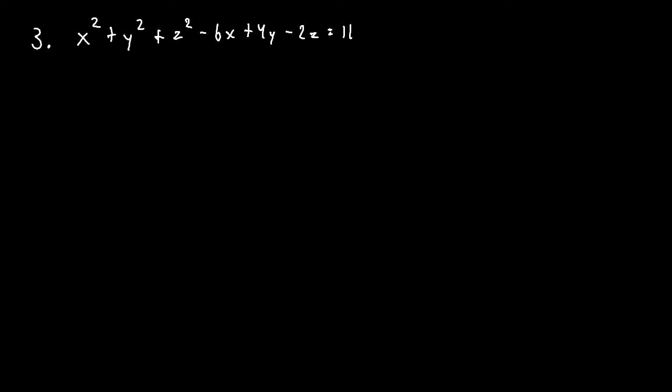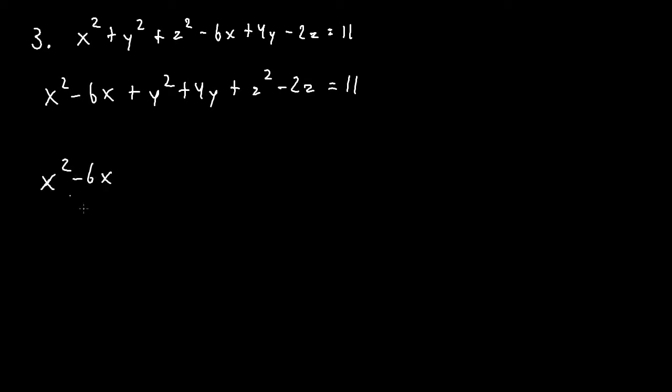So the first thing I'm going to do is group like terms together. So we have x squared and then minus 6x, and then I'll combine the y's together, so we got plus y squared plus 4y, and then we got the z's, so plus z squared and then minus 2z, and that will equal 11. So let's just focus on x squared minus 6x first. So if I bring this down here, x squared minus 6x.